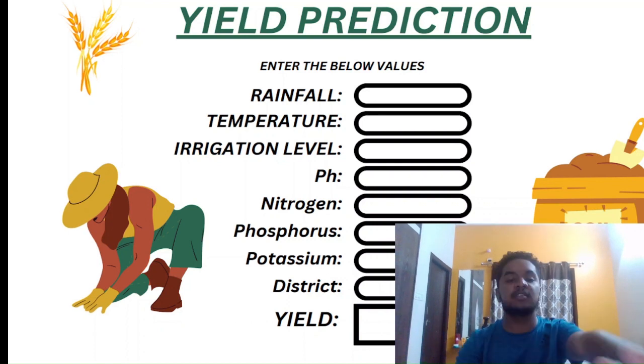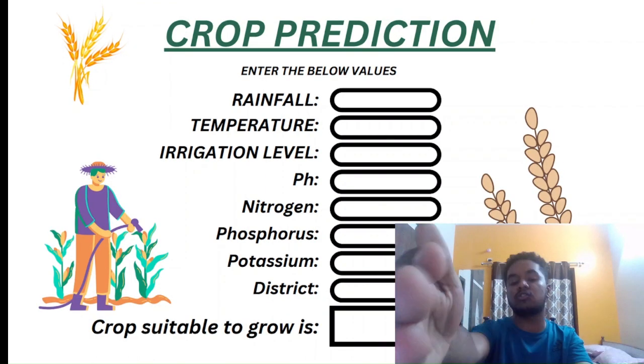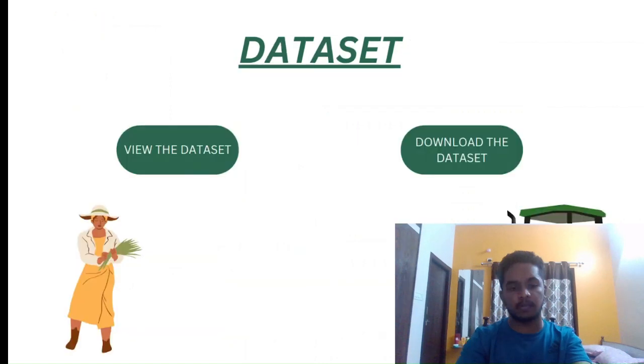And if he clicks the button crop prediction, then he needs to similarly fill the values which he had provided previously in crop yield, and then he will get the crop which is suitable to grow in this condition and that location. And when the user clicks on the dataset button, then he'll be provided with another UI where he'll find two buttons by which he can view the dataset, or else he can download the dataset also. After downloading or while viewing, the dataset will be similar to this, and he can use it as a reference to fill the parameters.